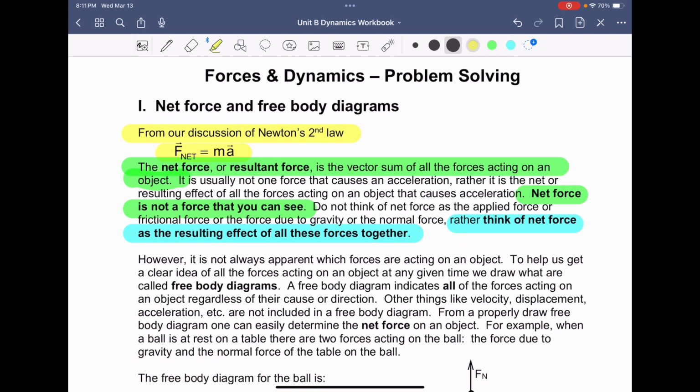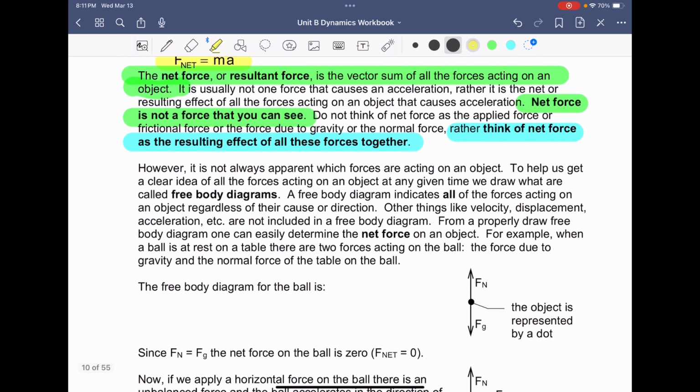Now, something we're going to need to do very specifically within these problems is talk about free body diagrams. Free body diagrams are diagrams that include all forces acting on an object, regardless of whether they cause motion in that direction or not.